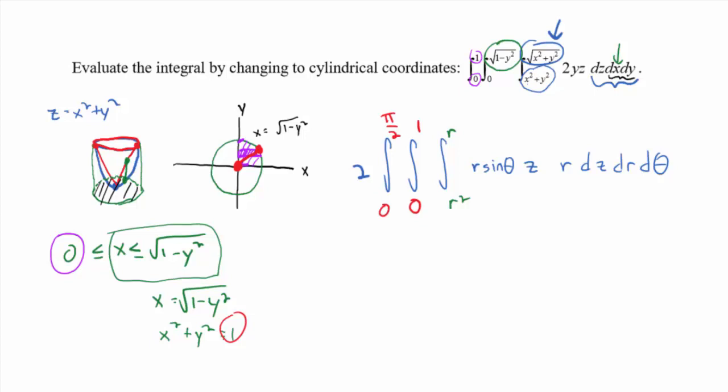Okay, let's clean this up. I don't know if I'm going to evaluate this whole thing for you, but let me clean it up the way you should. I brought the 2 outside: 2 times the integral from 0 to pi halves, integral 0 to 1, integral r squared to r, and then what do we have inside? R squared sine theta times z dz dr d theta.